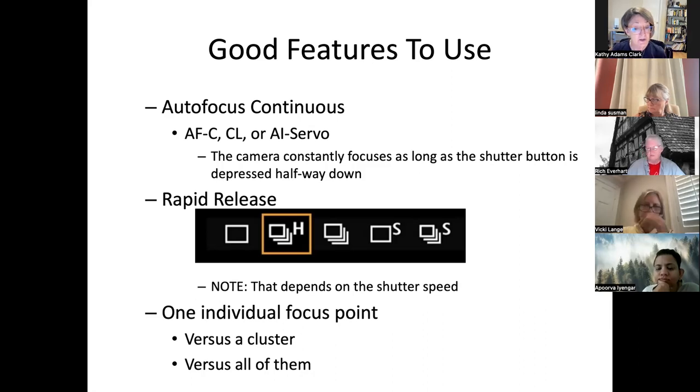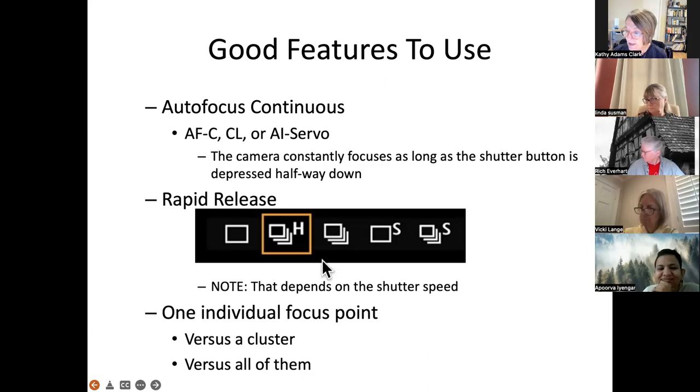So on birds, this is super important. On kids and dogs, this is super important because the camera is going to constantly refocus on your subject. And you'll actually hear the camera kind of auto-focusing back and forth and back and forth. And that's a good thing. So autofocus continuous, CL in your Nikons, or servo in your Canons.